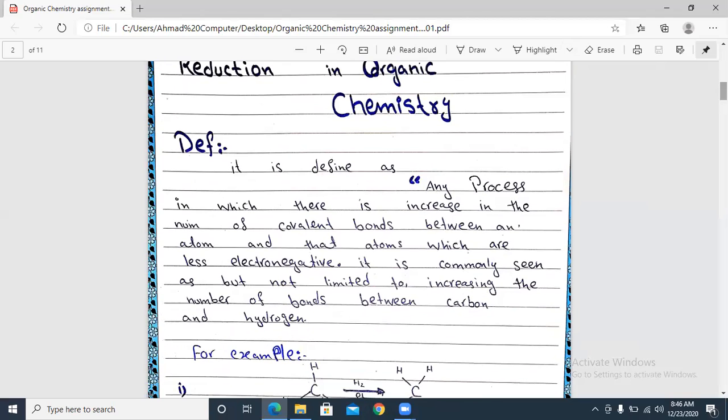Basically, it is any process in which there is an increase in the number of covalent bonds between an atom and atoms which are less electronegative, and it is commonly seen, but not limited to, as an increase in the number of bonds between carbon and hydrogen.